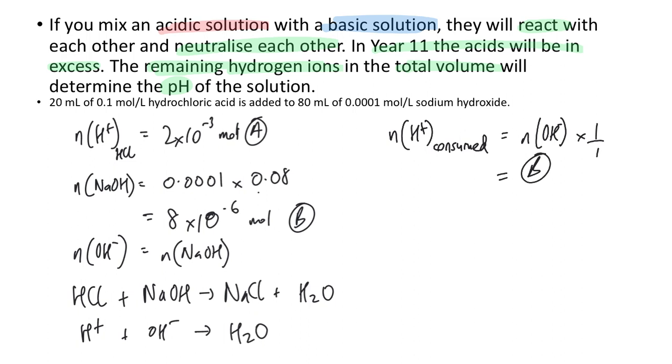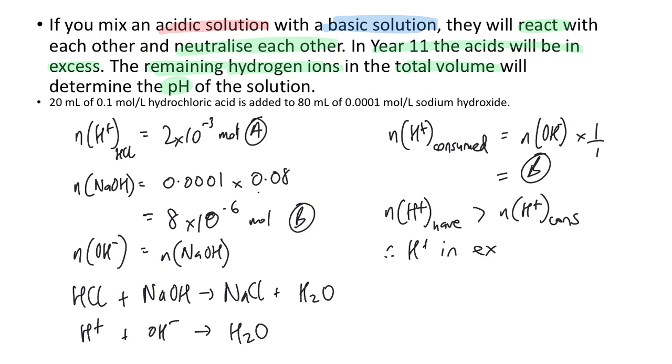All right, so therefore the number of moles of H+ in excess will be equal to A take away B. And I should probably have written in here, in fact I will write it in here. Okay, the number of moles of H+ we have is greater than the number of moles of H+ consumed, therefore H+ is in excess. You have to actually show that. That's the limiting reagent calculation from all the way in term 1, or term 2. I can't remember when we did it.